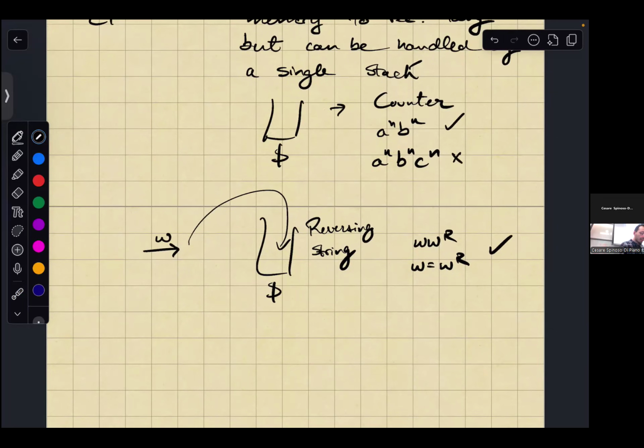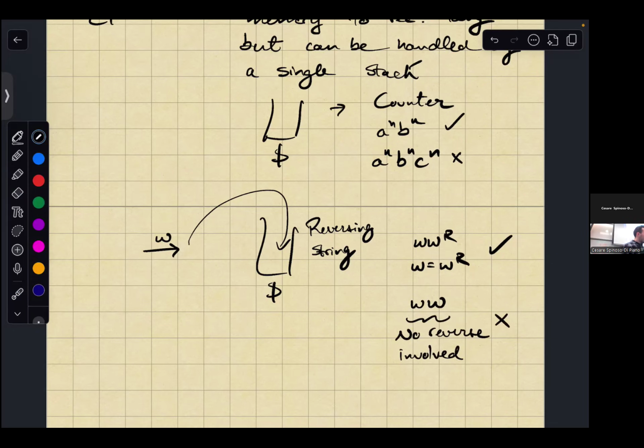You can't do something like recognizing the copy or the duplicate of the string. So WW, because this kind of requires two stacks in the sense that you need to track where the middle is and use the two stacks as the infinite tape that we use in the Turing machine. Okay? So this just doesn't work because there's no reversing involved. No reverse involved, which typically should tell you that you can't do this with the PDA.